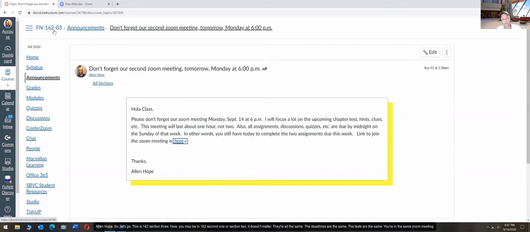So this is 162, section 3. Now you may be in 162 section 1 or section 2. It doesn't matter. They're all the same. The deadlines are the same. The tests are the same. You're in the same Zoom meeting. So there's no difference whatsoever unless there's some tweak or something wrong with one of the sites.